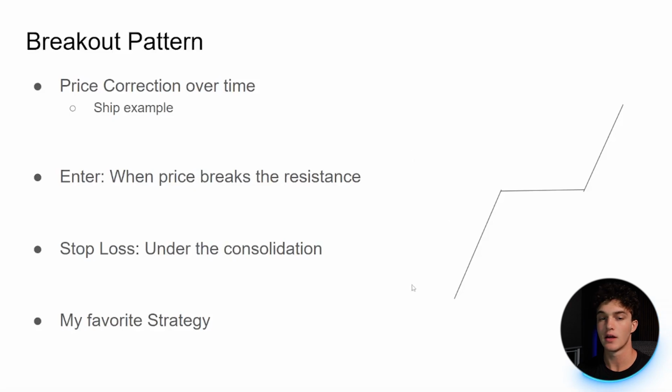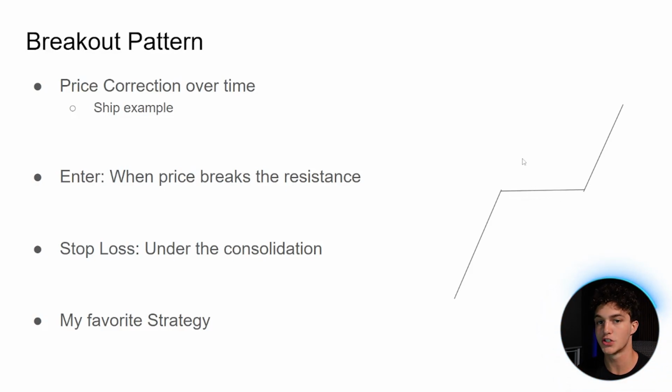So basically, this breakout pattern only happens when a stock is moving in an uptrend, and it happens when price corrects over time. So remember, when there's a buy setup, price corrects in the form of a pullback or a retracement. But when it comes to a breakout pattern, it corrects when it consolidates or sits at the same price over a period of time.